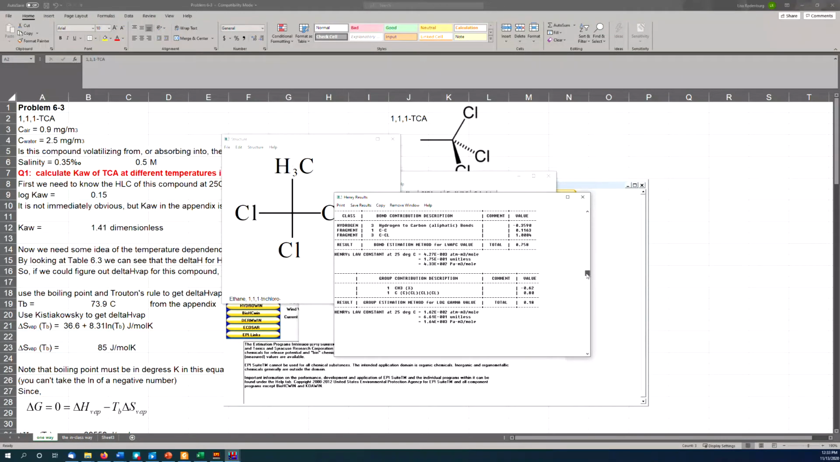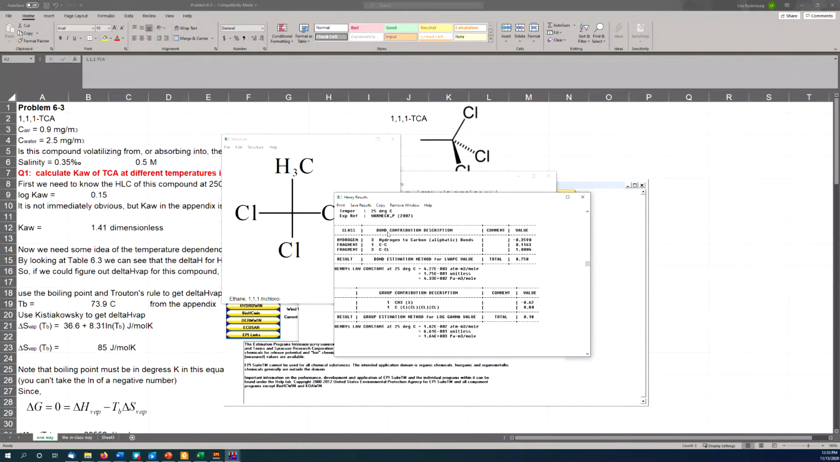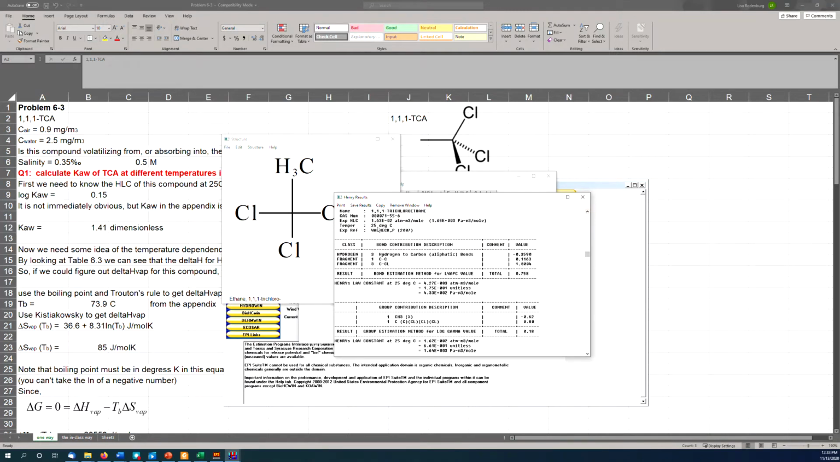But notice that there's a couple of different ways to estimate it. Here's the bond contribution method and the group contribution method. And the take-home message is, they give you different answers. Okay, so here the measured value is 1.6 times 10 to the minus 2 atmosphere meter cubed per mole. Here's 4.2 times 10 to the minus 3 atmosphere meter cubed per mole. And then here's 1.6 times 10 to the minus 2. So this estimated value is fitting very, very well with the experimental value, but this one, not so much.